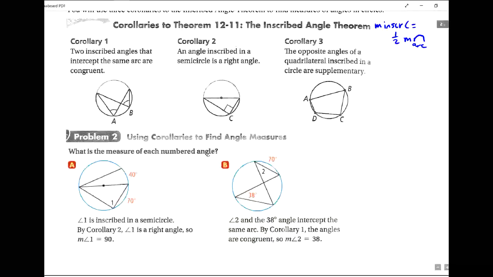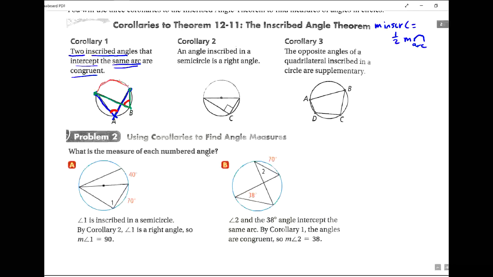The first corollary says that if we have two inscribed angles that intercept the same arc, they are congruent. Well, this should not be a huge surprise because we have this inscribed angle with endpoints here, and we have this inscribed angle, and it has the same endpoints. So whatever the measure of this arc is, both of our inscribed angles intercept the same arc. They are going to be congruent to each other.